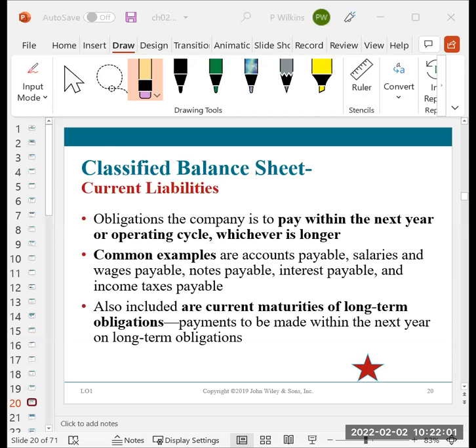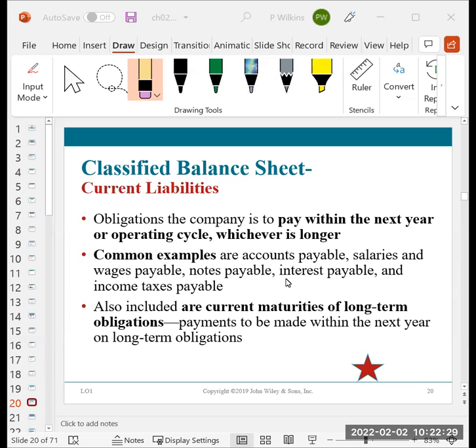About current liabilities. Just like current assets, it's something that's going to happen within a year. You're going to change it to cash or use it up within a year, or the operating cycle, whichever's longer. But again, we're not dealing with operating cycle, remember? So current liabilities are obligations the company is going to pay within the next year. These are things that you're going to pay off within the next year, all right?